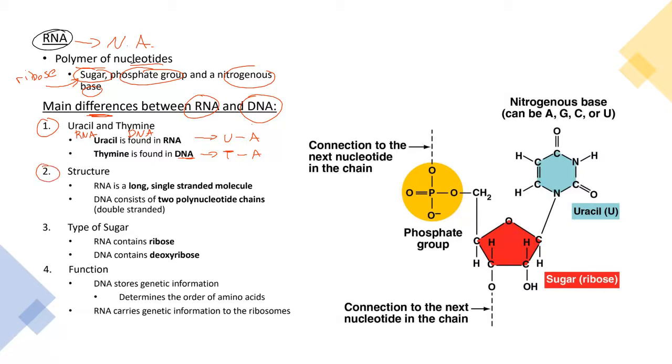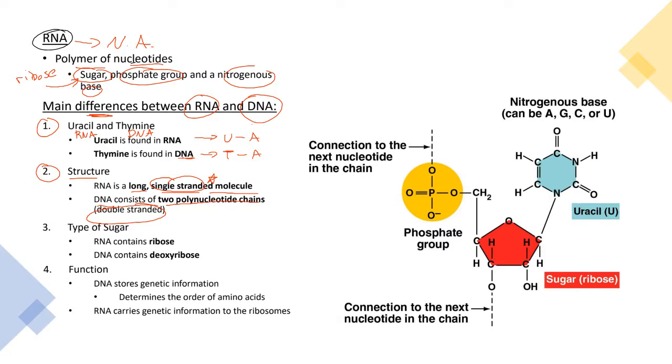Structure. The structure of RNA is a long, single-stranded molecule. Make sure you know that. It's a single-stranded molecule. DNA is not single-stranded, okay? DNA is double-stranded. It means two nucleic acid chains. And remember that because that's very important. That is the reason why RNA is not our blueprint. RNA is like an intermediary.